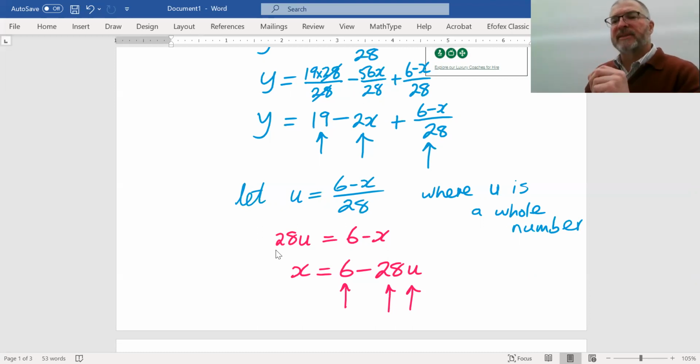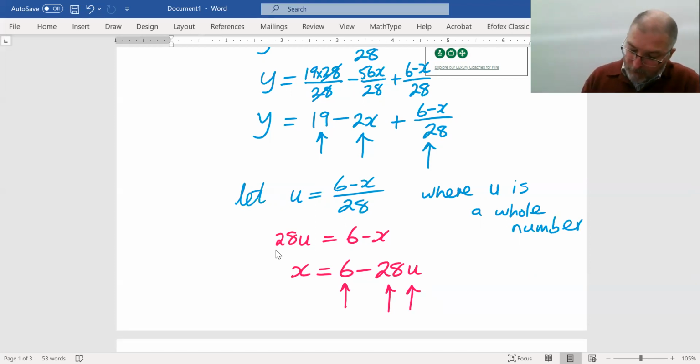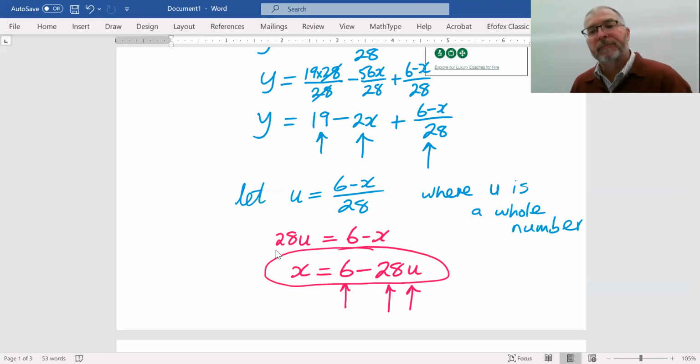So what I'm going to do is this thing called parametrization. I'm going to write an equation that was once made up of x's and y's in terms of some other letter. I've already kind of done it. I've already started doing it, by saying that x is 6 minus 28u. Now I want to say, what is y in terms of this letter u?